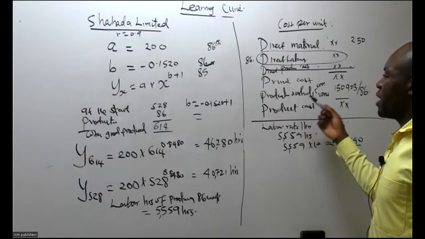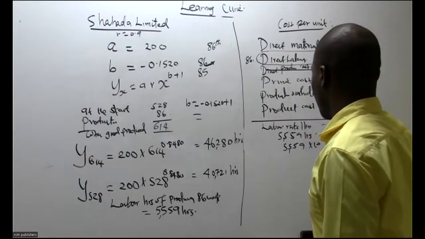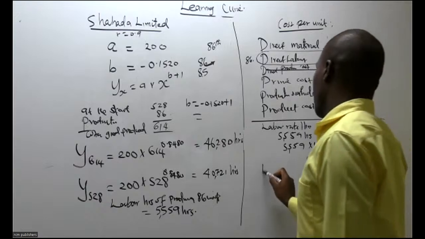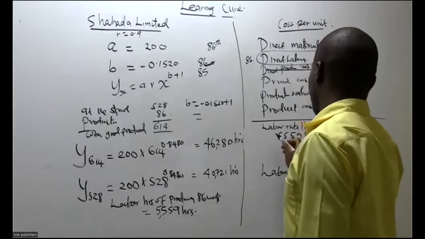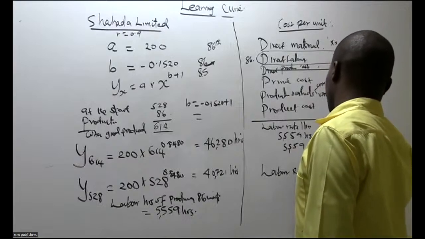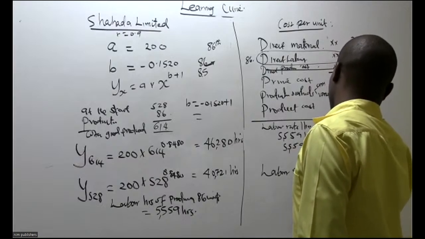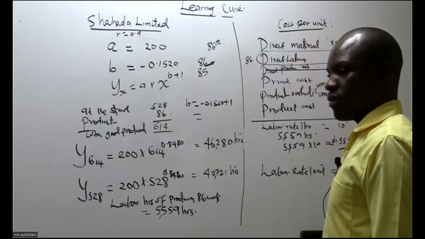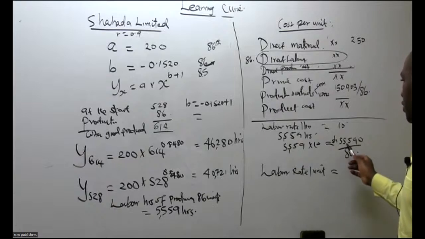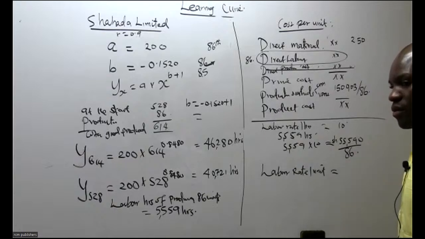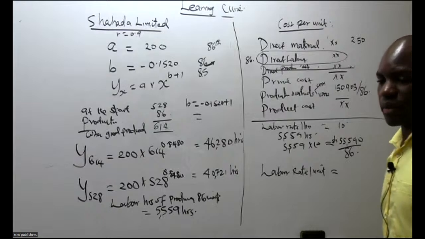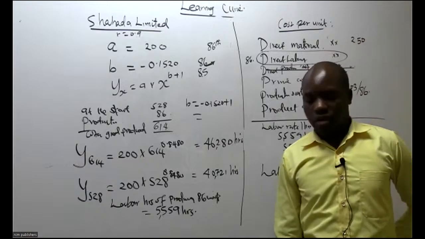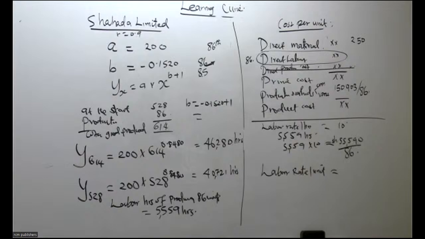What was the average labor cost per unit? This one was the labor rate per hour, so what will the labor rate per unit be? If you divide the two, what will you have?